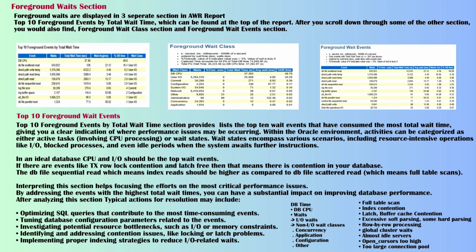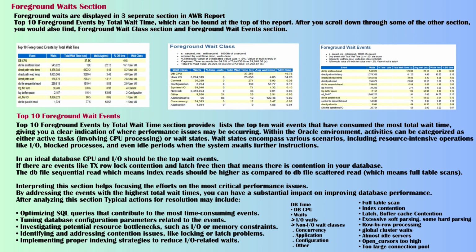Now we will discuss foreground wait sections. Foreground waits are displayed in 3 separate sections in the AWR Report. Top 10 foreground events by total wait time, which can be found at the top of the report. After you scroll down through some of the other sections, you would also find the Foreground Wait Class section and Foreground Wait Events section. The Top 10 foreground events by total wait time section lists the top 10 wait events that have consumed the most total wait time, giving you a clear indication of where performance issues may be occurring.